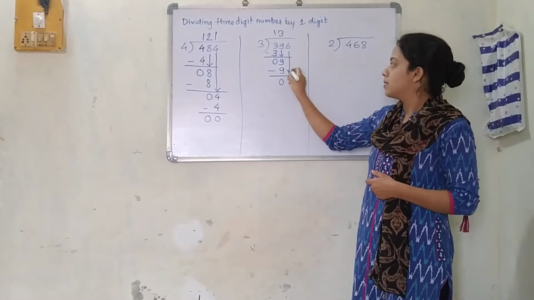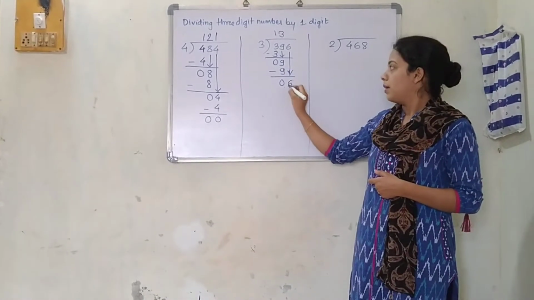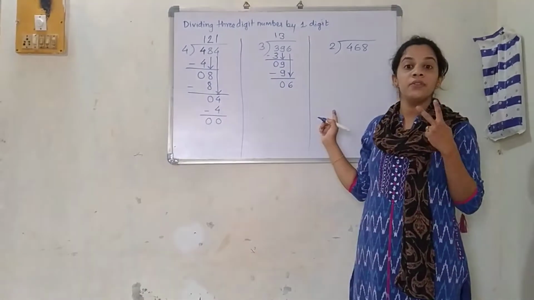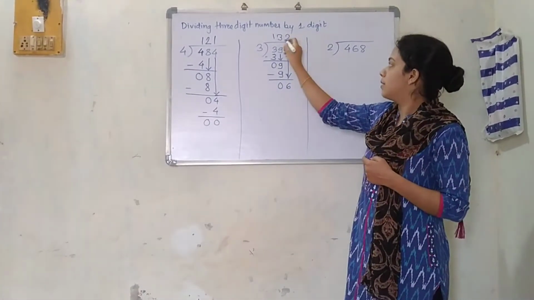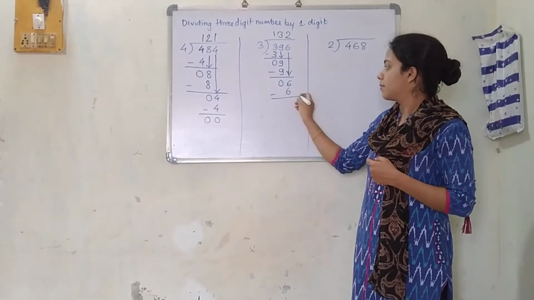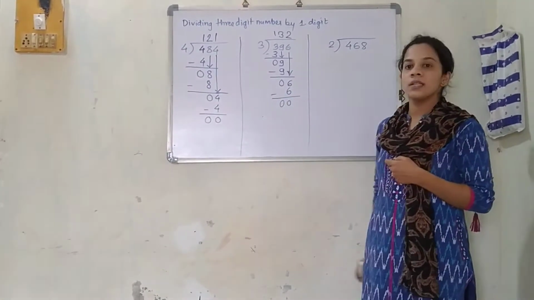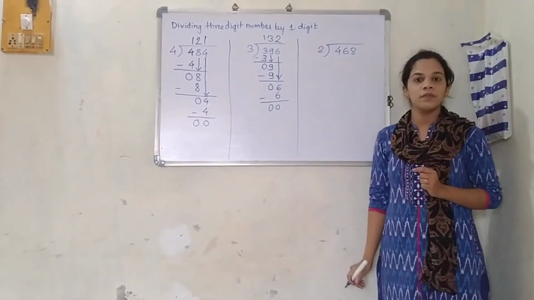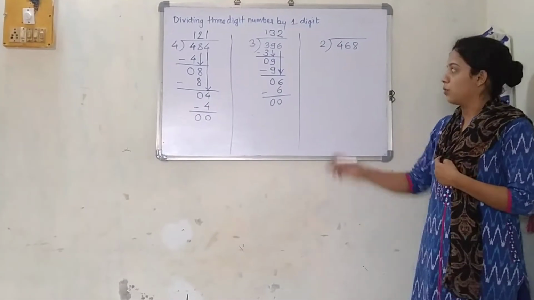Now take this 6 down. Okay. 3's table you are going to say up till 6. 3 ones are 3, 3 twos are 6. So what did I get as the answer over here? Yes, my answer is 132. I hope you have understood this. We will see the next question.